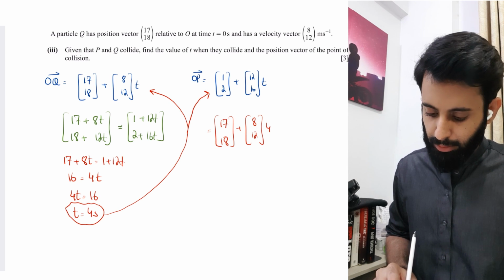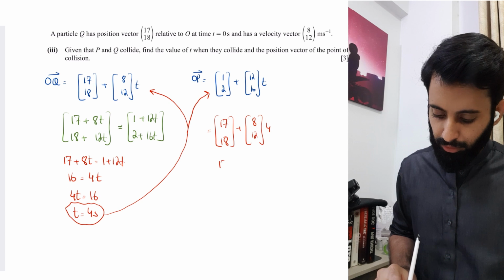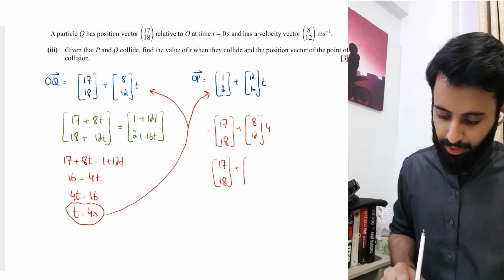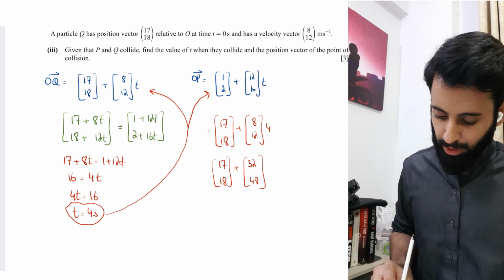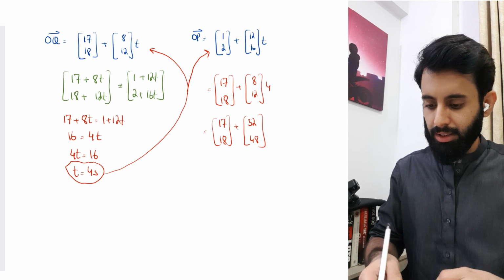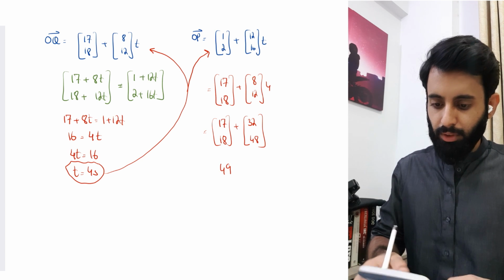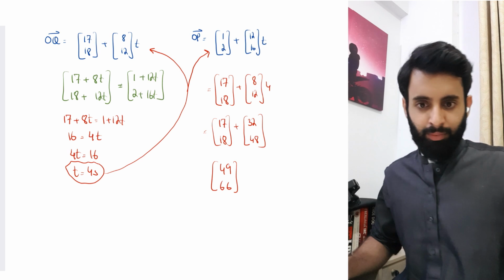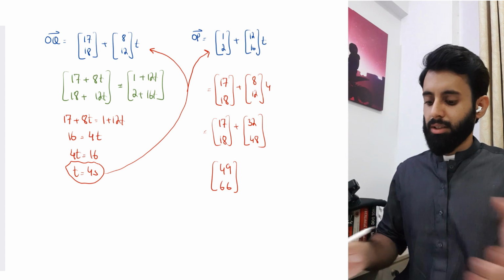Remember, when you're multiplying a vector by a certain value, you need to multiply both the i and the j components. So (17, 18) as it is, 8 times 4 is 32 and 12 times 4 is 48. Now let's sum it up. 17 plus 32 is 49, and 18 plus 48 is 66. Had the question asked for the distance from O, then we would have found the magnitude of this vector. But since that's not what it's asking, we'll just leave it here.